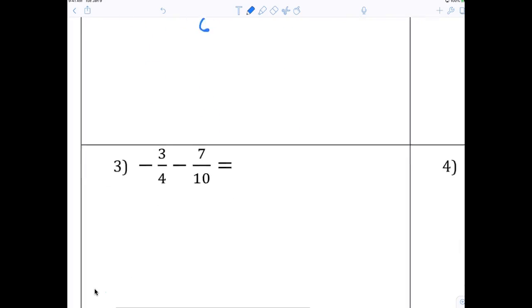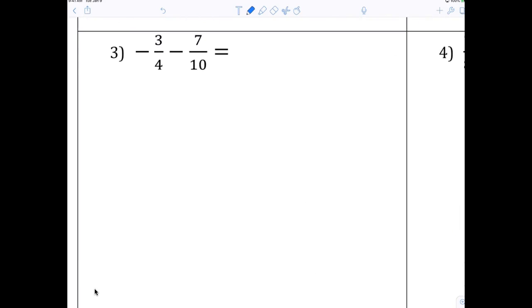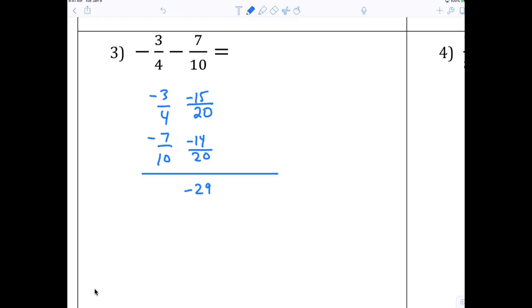All right, number 3, here we go. Now, are we adding or subtracting these? Rivers: Adding. We are definitely adding because they're both negative. So again, -3/4 minus 7/10. Common denominator is 20. So this becomes -15/20, and this becomes -14/20. Everybody okay with that? And then they're both negative, so we add them. You should be able to tell me that's -29/20. Yes?